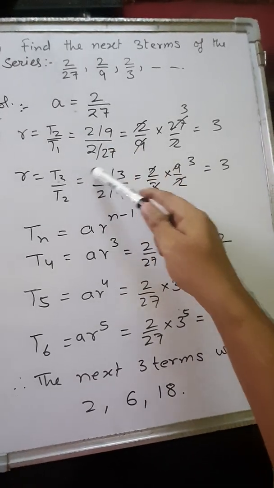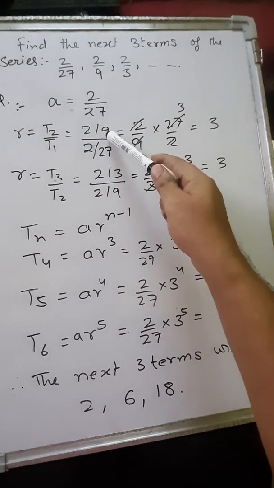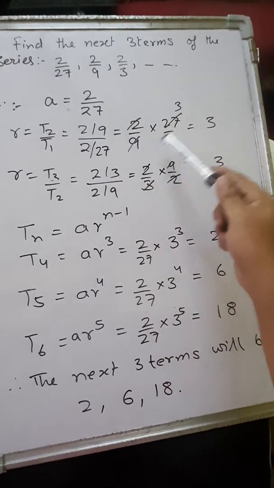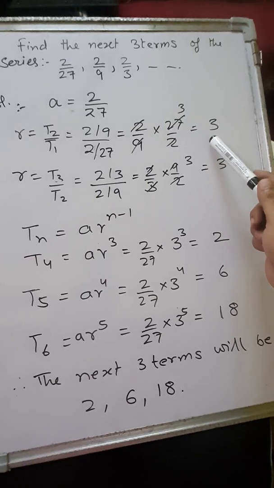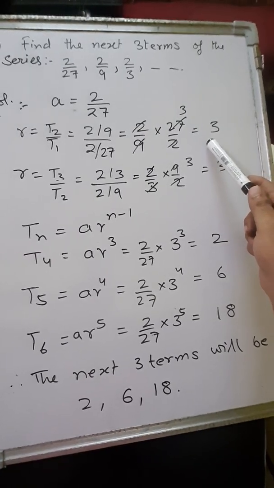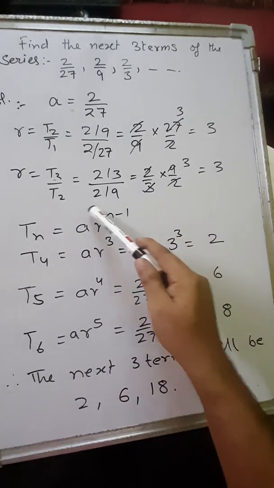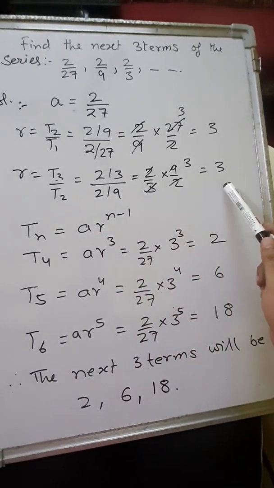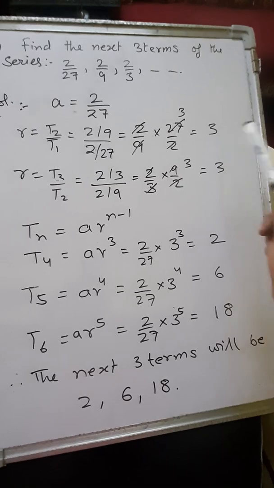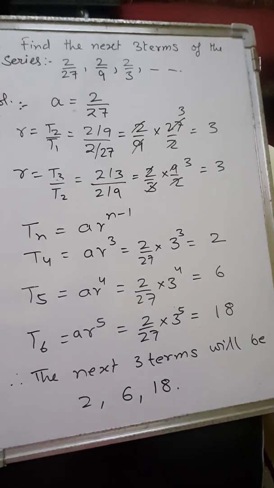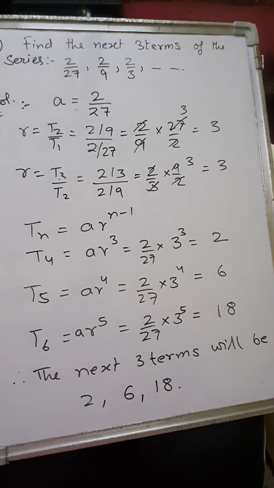T2 upon T1, when we do and simplify, this is the second term, this is the first term. We take the reciprocal. 2, 2 cancel, 9 3s are 27. We'll get 3 as the common ratio. Now, if you calculate the common ratio between the third and second term, again on simplifying, we'll get the same common ratio. That means T2 upon T1 equals T3 upon T2. The given series is a geometric progression.